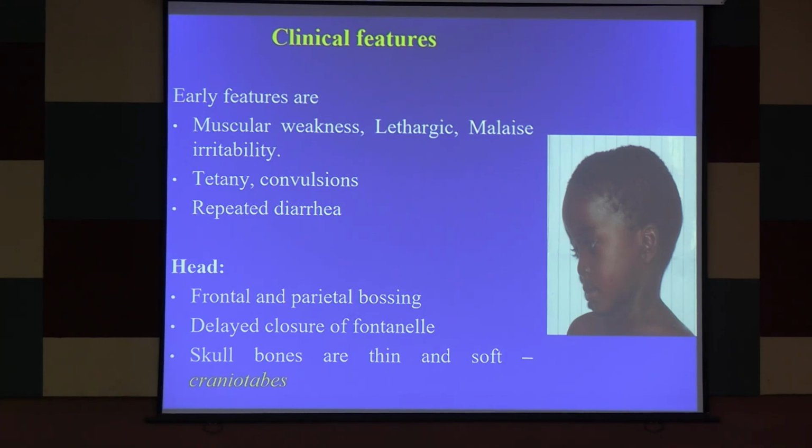What happens if you push the skull bone, it is so soft, it will go inwards and then bounce back. This is called craniotabes. These are the important clinical features you will get to see in full-fledged rickets.